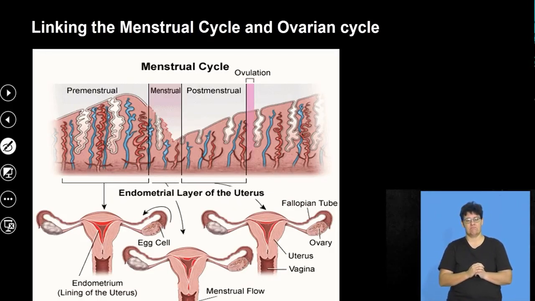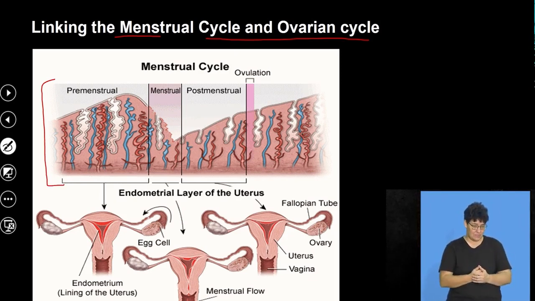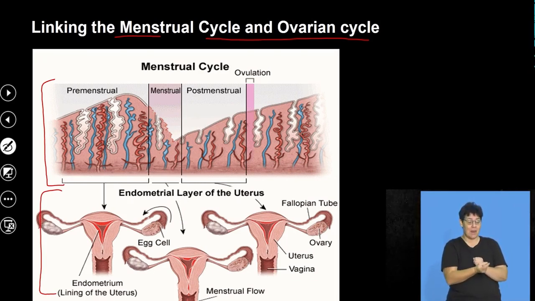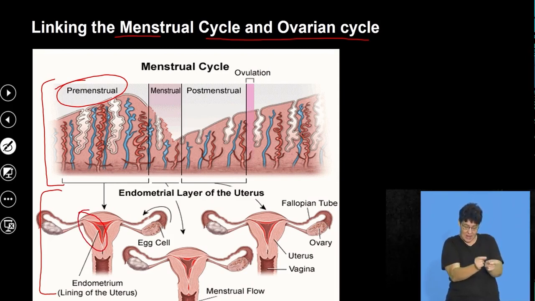Let's try and link the menstrual cycle and the events in the ovarian cycle. So in this image, I've illustrated the lining of the endometrium, and in this bottom half of the image, I've indicated the events that occur within the endometrium. Let's try and understand what happens during the build-up of the endometrium. So we call that the premenstrual cycle, and this is when the lining of the endometrium is prepared for implantation.